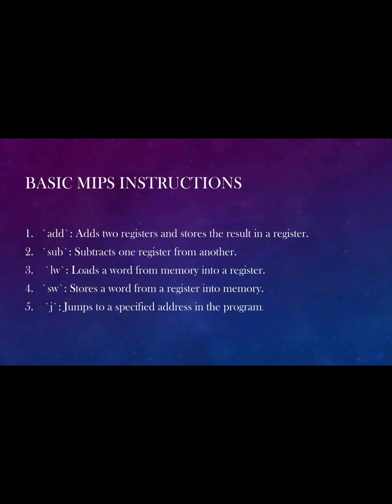Now we will see some basic MIPS instructions. First, add. This adds two registers and stores the result in a register. Second, sub, that subtracts one register from another. Third, LW, that loads a word from memory into a register. Fourth, SW, that stores a word from the register into the memory. Fifth, J jumps to a specified address in the program.